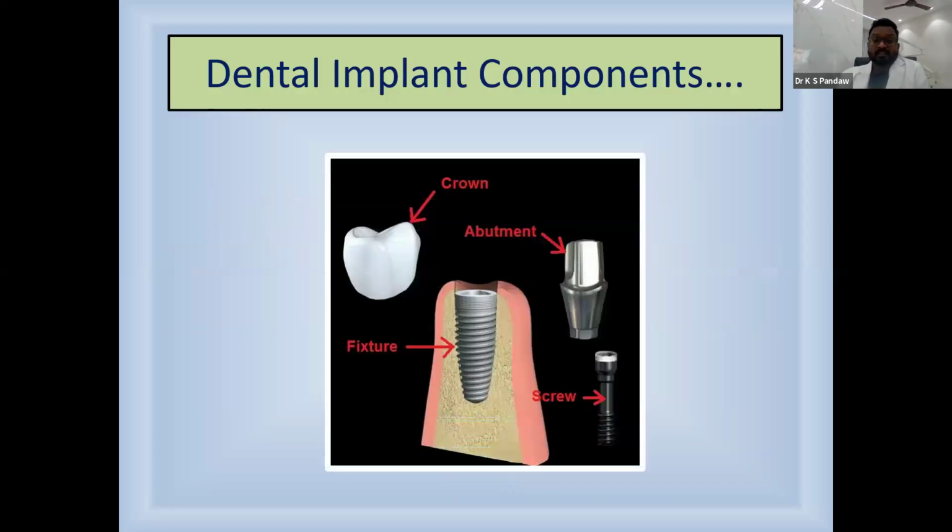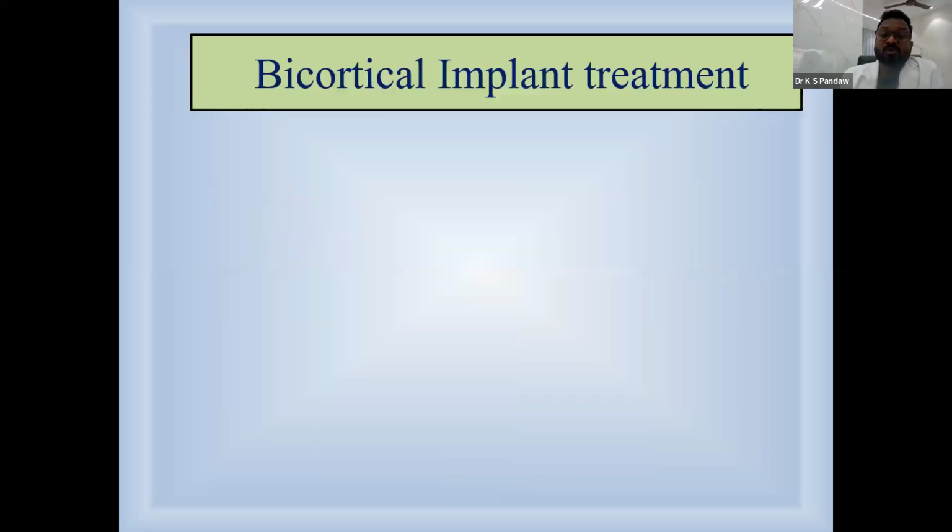As it is a two-piece implant, these are the components. First is the fixture, which is called the implant. Then there's a superstructure, which is screwed over the implant, called the abutment, and our crown is cemented over the abutment. So this conventional implant comes in two parts, and it is mainly used for delayed loading.